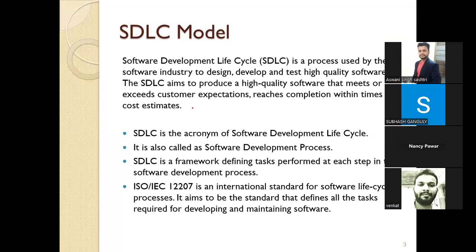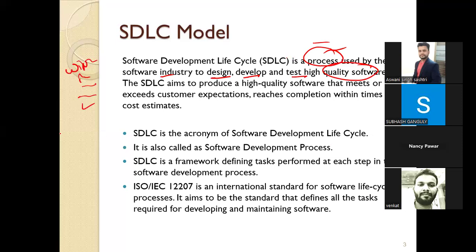Now, software development life cycle is a process. Software development life cycle is a process used by the software industry. In the software industry, we can have Wipro, Infosys, Cognizant, Capgemini, TCS. These are the software industry companies that design, develop, and test high-quality software. Means it is a process that is followed to design, develop, and test high-quality software.